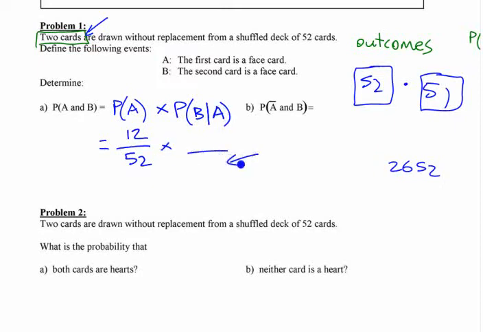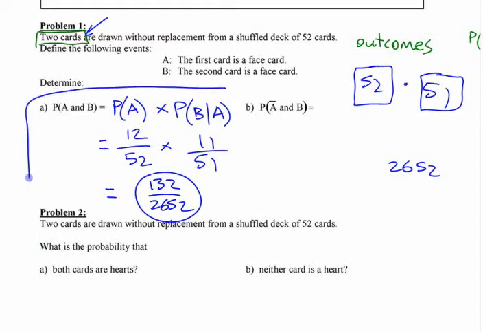When you're writing out conditional probabilities, always think of the denominator, the total number of outcomes. It is 51, right? How many of those remaining cards now are face cards? 11, right? So it's going to give you 132 out of 2652. This is one approach to working out probability problems like this: if you have an and, split it up into the two individual probabilities.